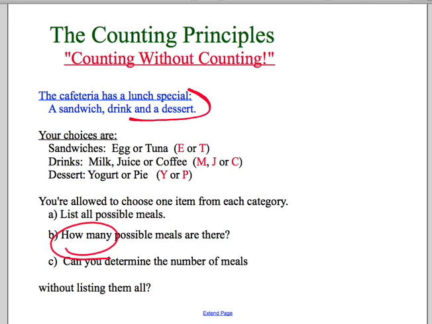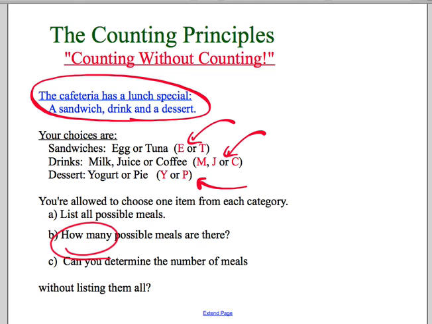Here's a cafeteria that's got a lunch special. A drink, a sandwich, and a dessert. We want to find out how many different ways we can order. What are some different combinations? If I take a look at the sandwiches, I've got 2 options. I've got 3 drink options, and I've got 2 dessert options. I could list all of them. That's what the first question is, list all the possible meals.